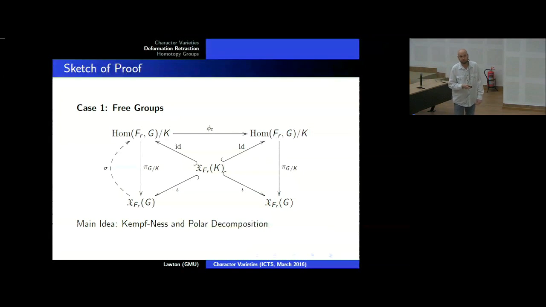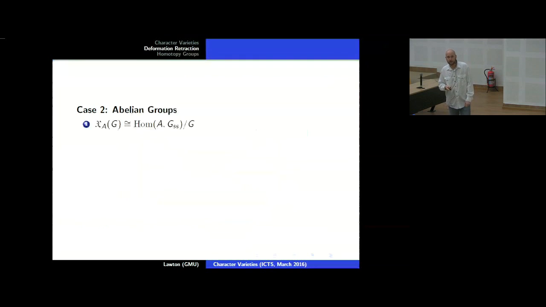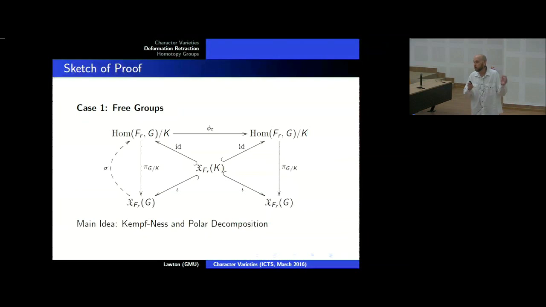No? Okay. So the other case is abelian groups. And with abelian groups, this is not going to work. So a new idea is needed. And basically, the new idea is to cheat.